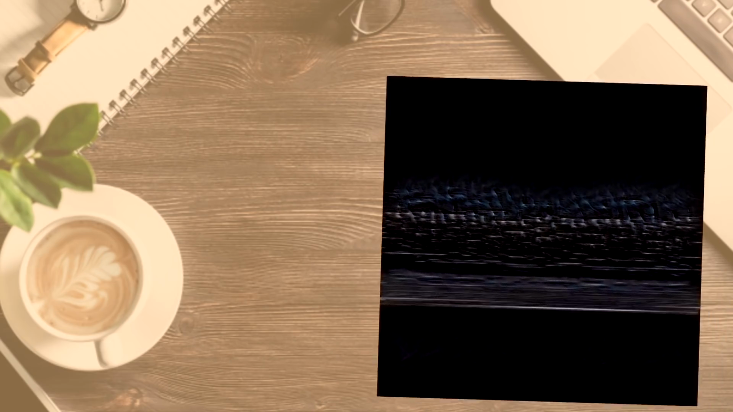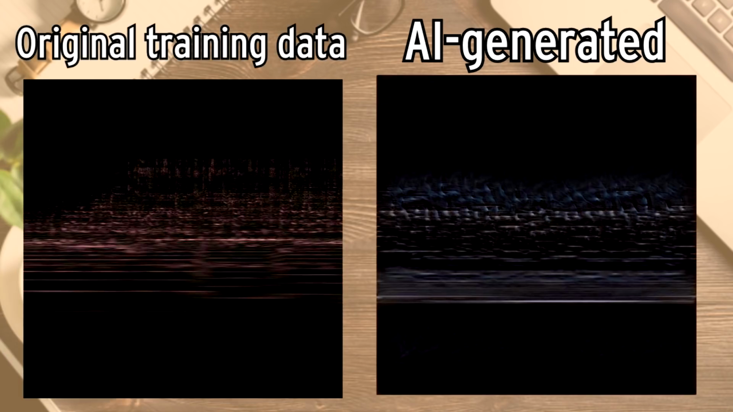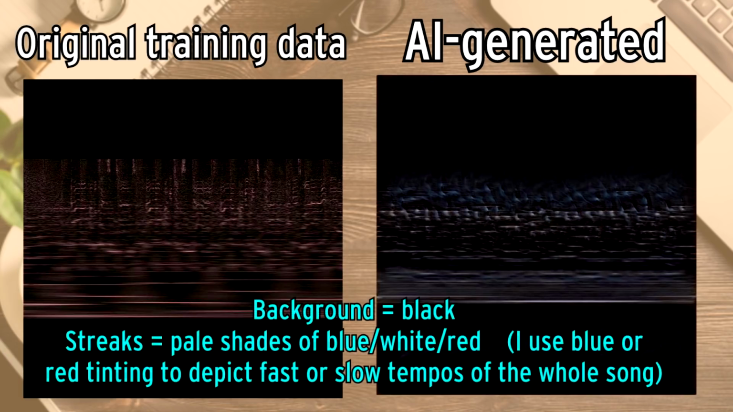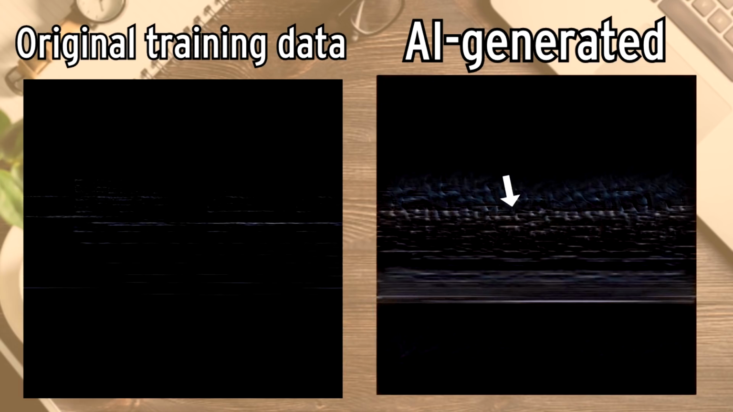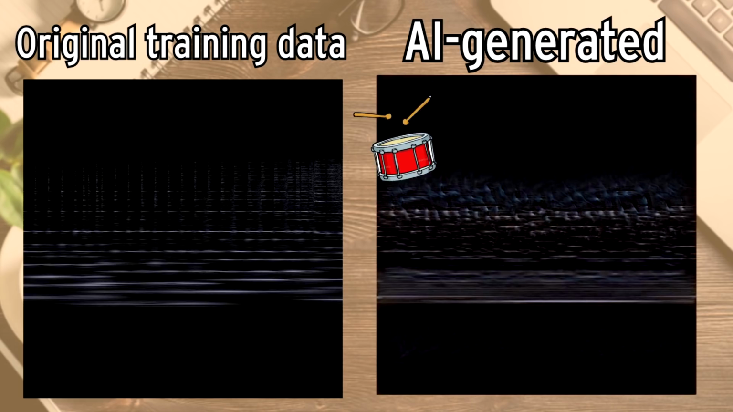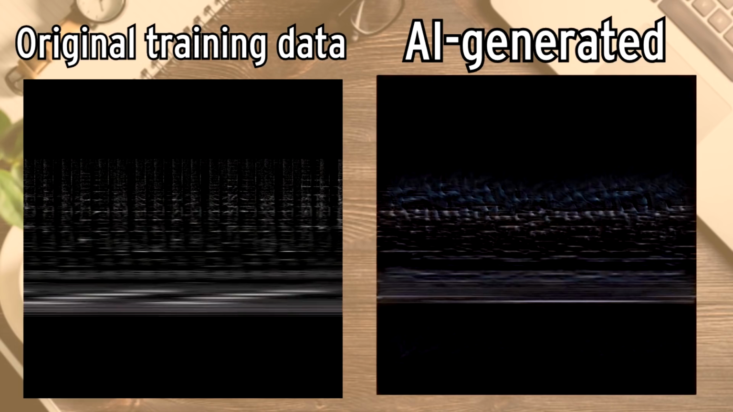So here's what we got. First, from a visual perspective, the AI-generated images do look similar to the original dataset. I mean, the colors are all correct. And we can even see similar patterns, like this repeating descending structure that suggests we have some sort of rhythm or drum beat going on. Everything so far is promising. I'm excited to listen to it.